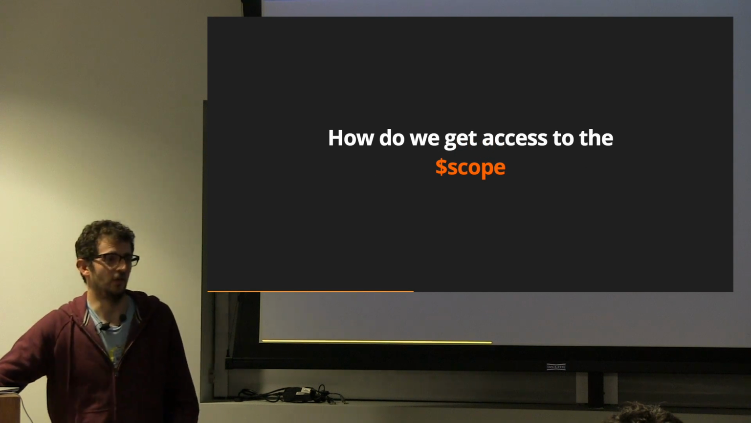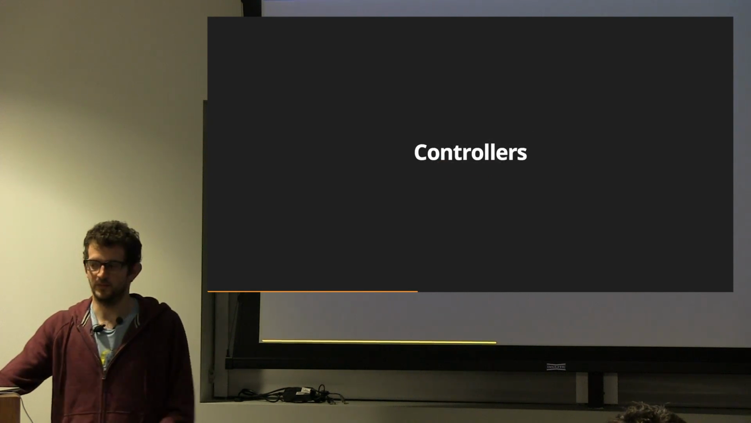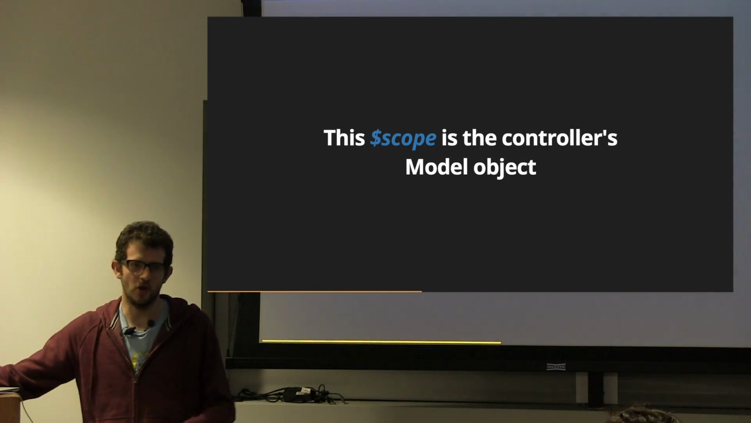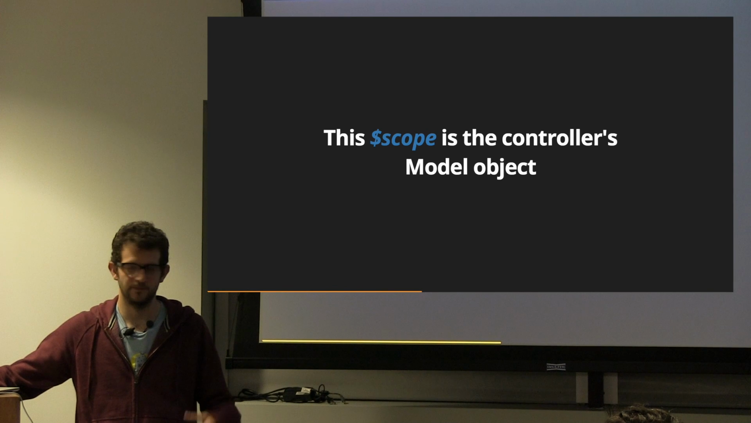How do we get access to the scope? How do we manipulate the scope? We use something called a controller. The scope is the controller's model object. It's how we interact with the page.